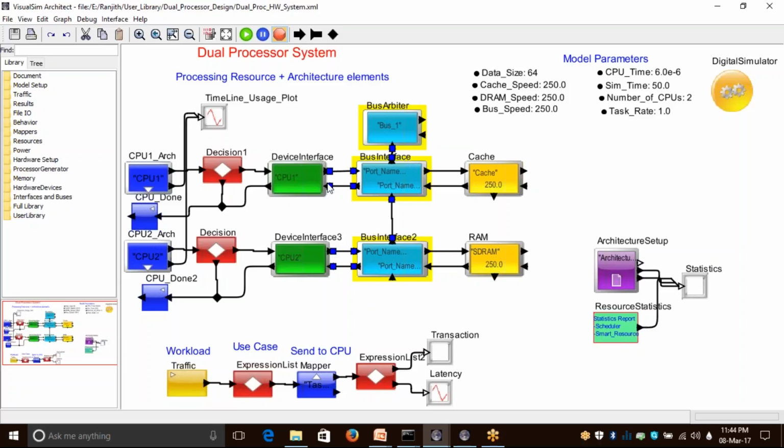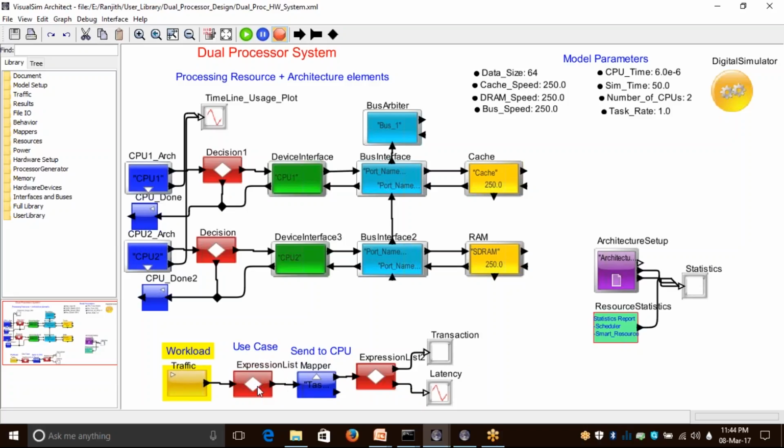So coming back to our statistical level modeling versus cycle accurate level modeling. In this case, at the bottom I have defined my workload and use cases and mapping to my hardware architecture. The traffic block helps me generate traffic at certain intervals. It could be every 1 millisecond or 10 milliseconds, or I could wait for a particular event to occur, and once that event occurs, I can generate traffic.